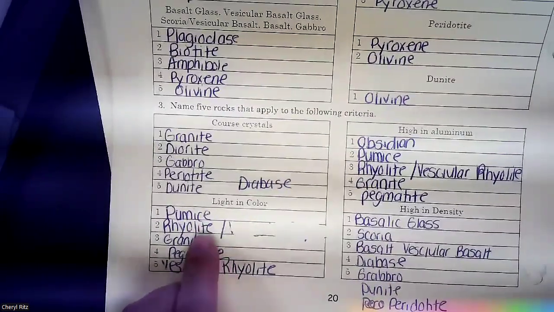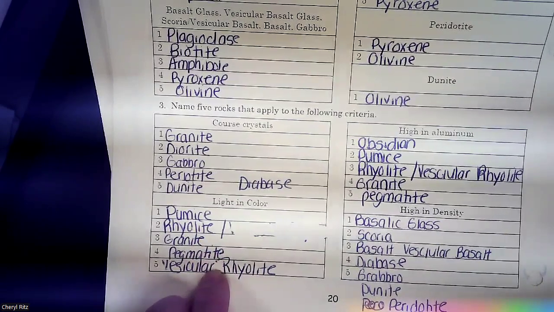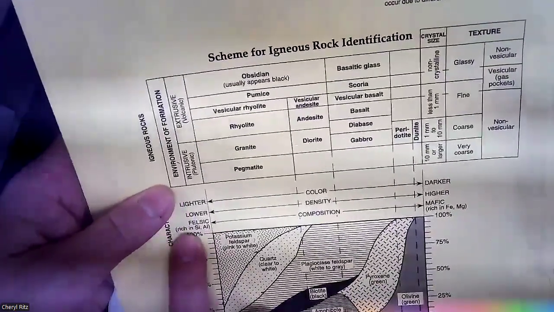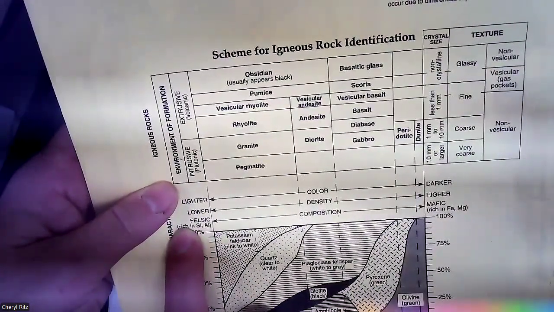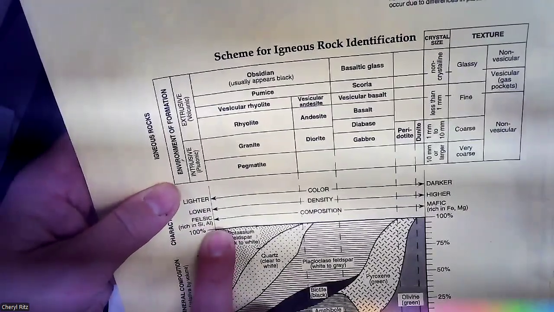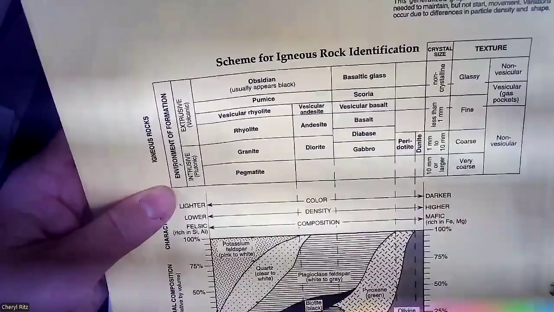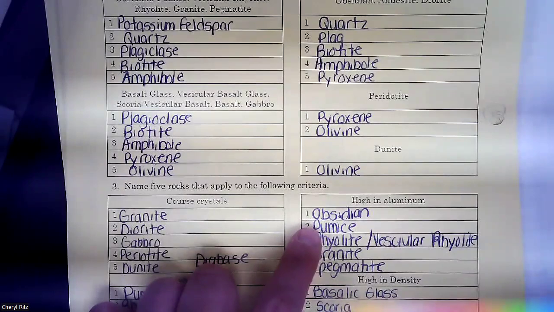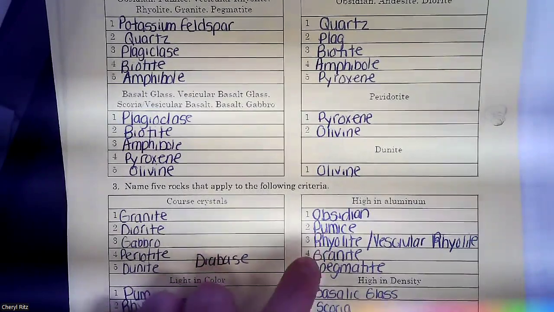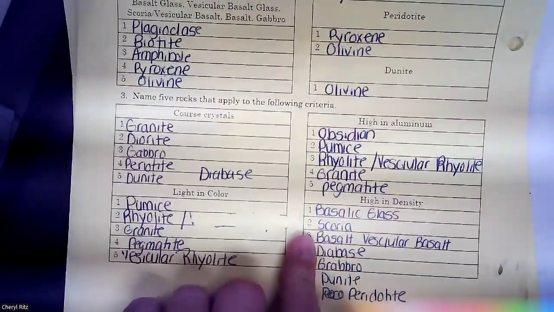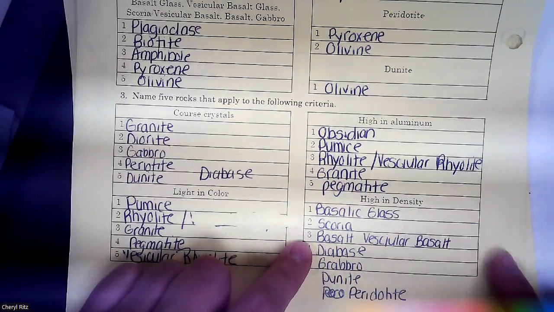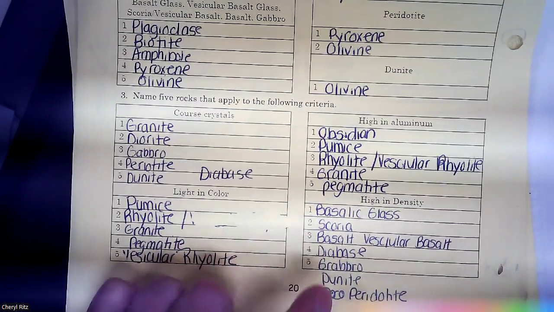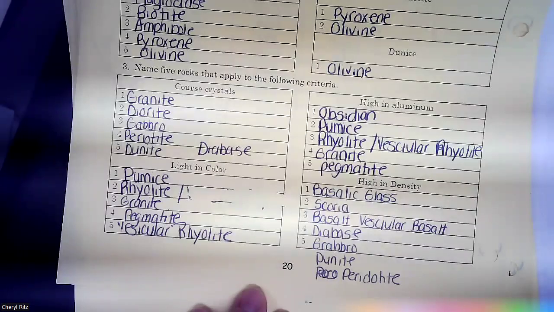Light in color: pumice, rhyolite, granite, pegmatite, vesicular rhyolite. High in aluminum was a way to trick you. It says right here that felsic minerals are rich in Si and Al. So when they are asking about high in aluminum, they might as well say which ones are felsic. So felsic ones that are high in aluminum are obsidian, pumice, rhyolite, vesicular rhyolite, granite, and pegmatite. And then high density, any of these ones: basaltic glass, scoria, vesicular basalt, diabase, gabbro, dunite, and peridotite. Got it?